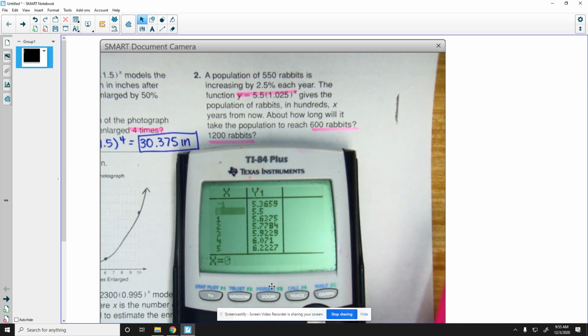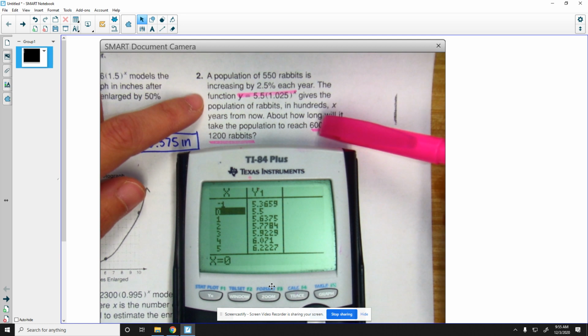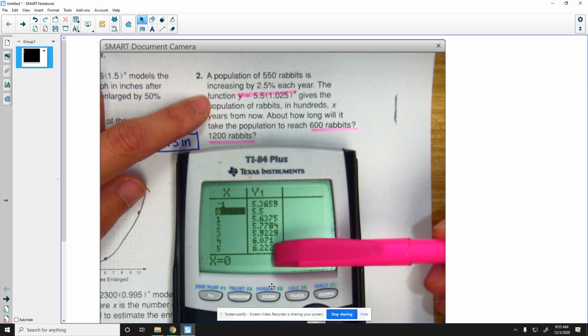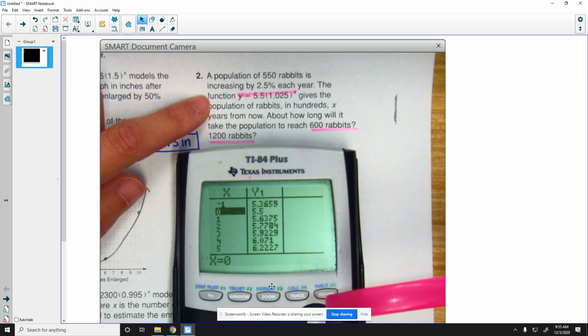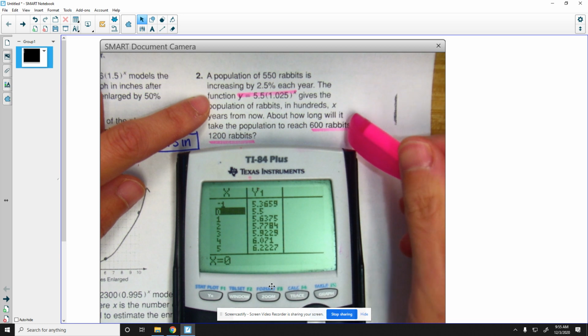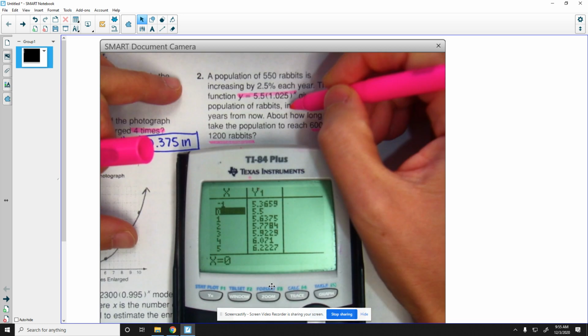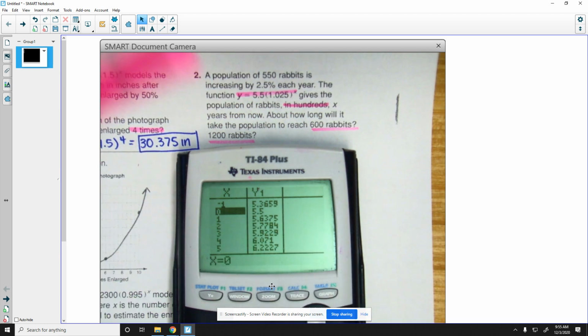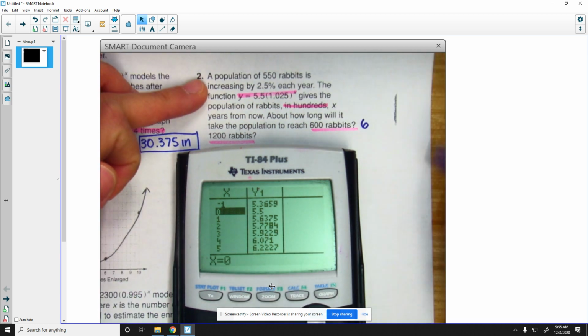Now here's the issue. If my answer is 600, well, 600 is the Y, right? Should I scroll all the way down for 600? That would take me forever. What am I actually looking for then? Luis? You look for 6.00. Yeah, you would look for 6.00. Do you see how right here it says it's rabbits in hundreds? So 600 rabbits is actually just the number 6.